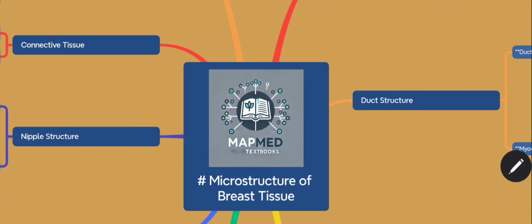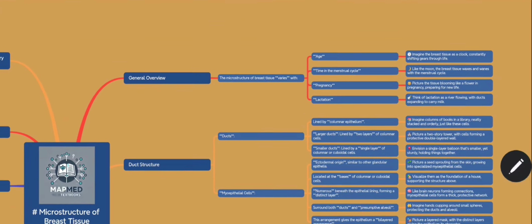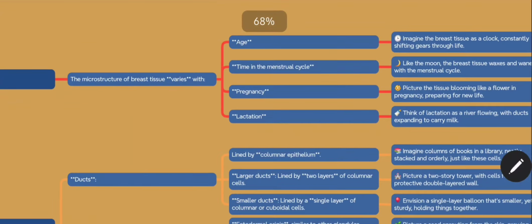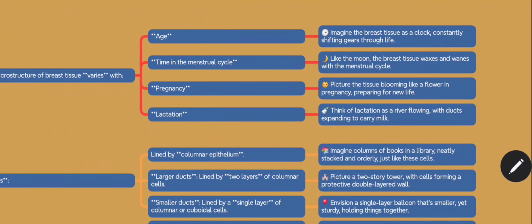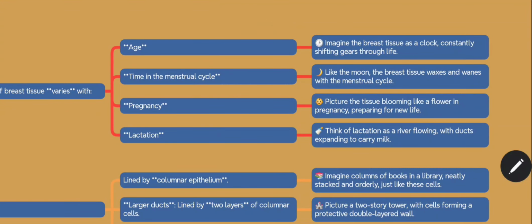Okay, let's dive into today's topic, the microstructure of the breast tissue. What's the overview of this? The microstructure of the breast tissue varies with what? The age. Here I have added some points for you to remember the topic. If you read it, you might be able to remember it. The age, the time of the menstrual cycle, pregnancy and lactation. Say it with me: the age, the time of the menstrual cycle, pregnancy and lactation.